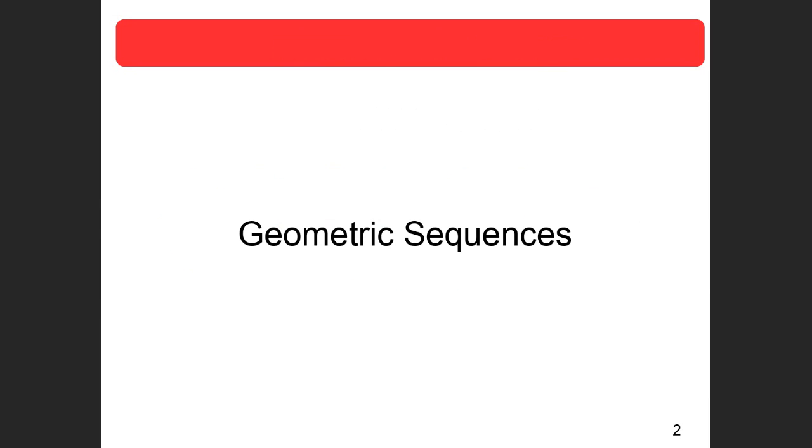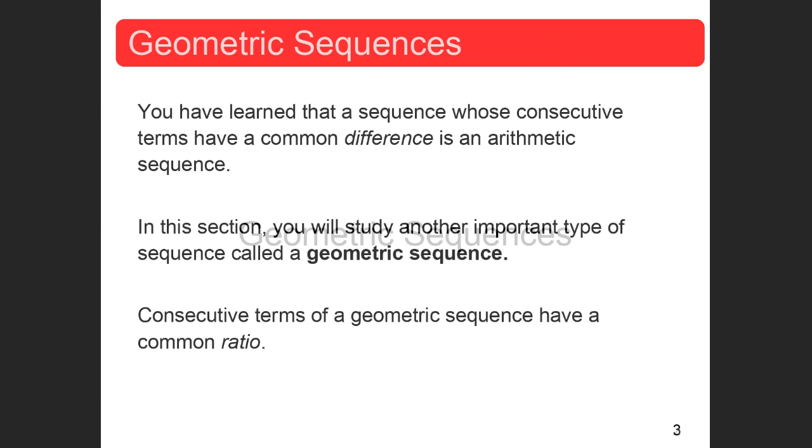This week we're going to be talking about geometric sequences. We've learned that a sequence whose consecutive terms have a common difference is called an arithmetic sequence. In this section, we will study another important type of sequence called a geometric sequence. Consecutive terms of a geometric sequence have a common ratio, okay? Not a common difference, but a common ratio.